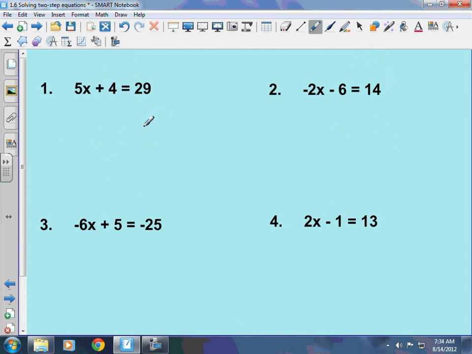Okay, now we're going to talk about two-step equations. Again, we have to do the same thing. We have to isolate the letter. The letter has to be all by itself. So here, we do the same thing. Line at the equal sign. Now, we always want to get rid of the constant first. The constant is the number without a letter. So always get rid of the constant first.